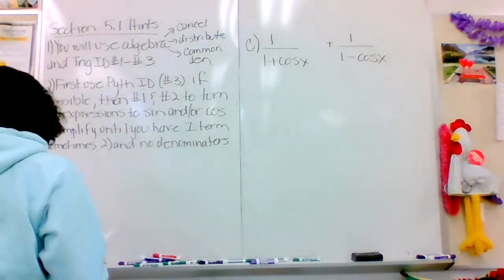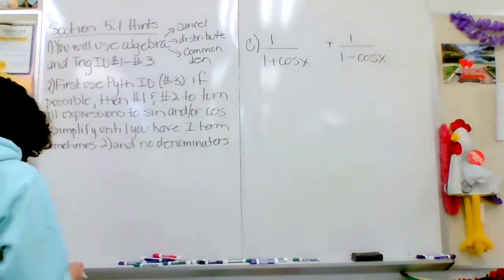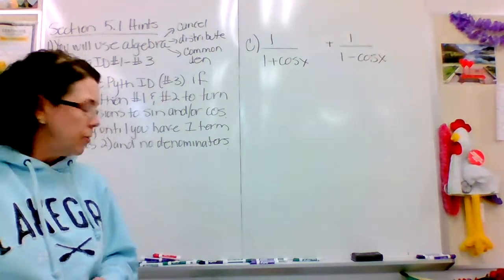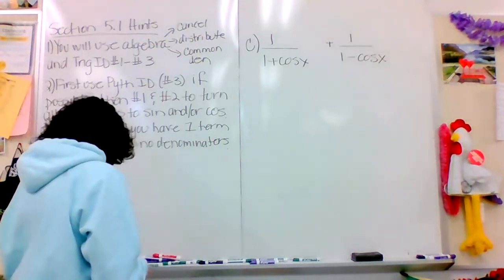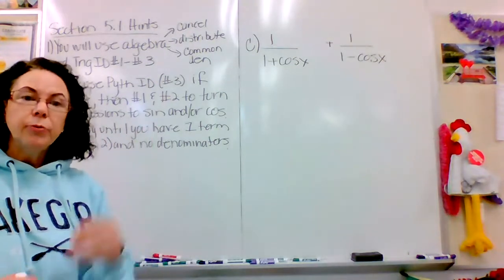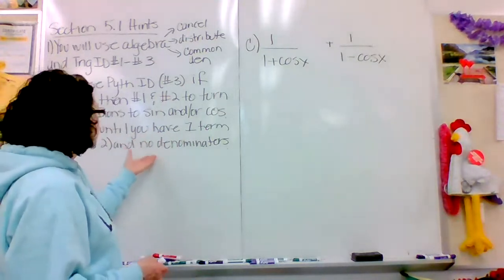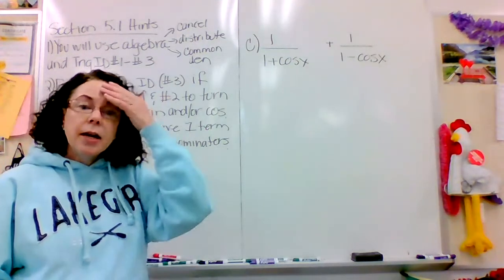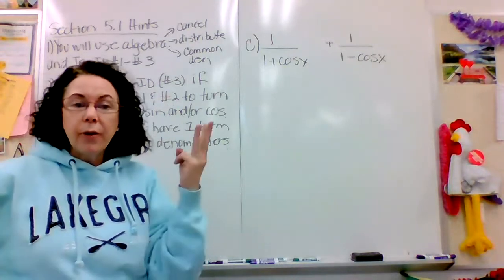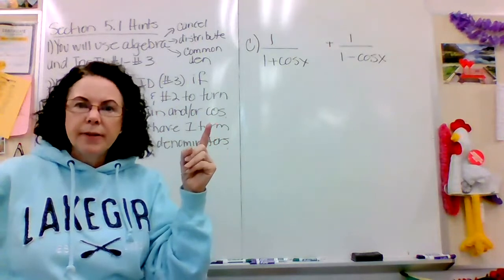Notice first, number one, can I do algebra? No, I can't. There's not a common denominator. Number two, Pythagorean identity. I don't think so. I don't see anything being squared. Number three, reciprocal or quotient? No, because reciprocal and quotient identities turn everything into sine and cosine, and I already have cosines. All right, I ran through my three things. What do I do? I go back to algebra.